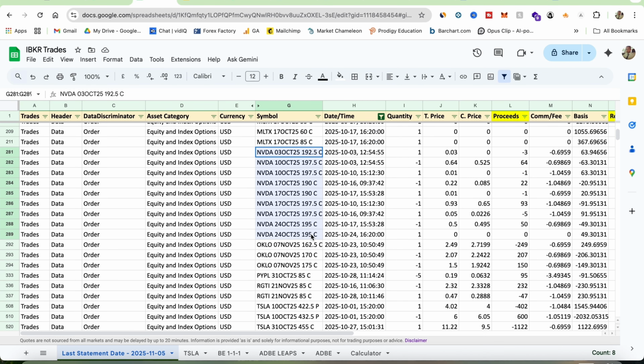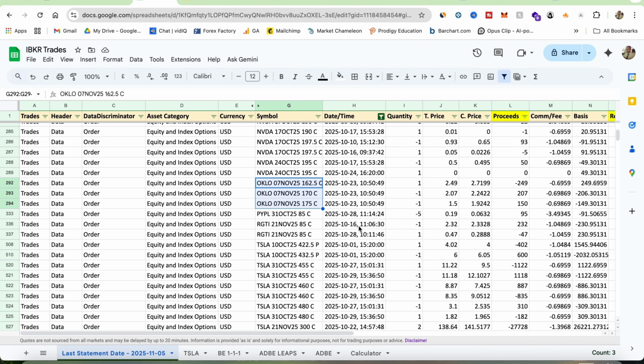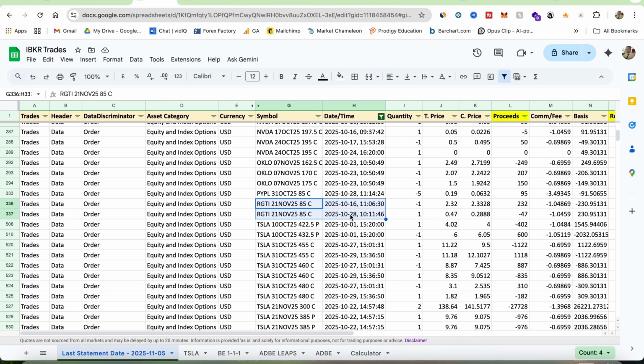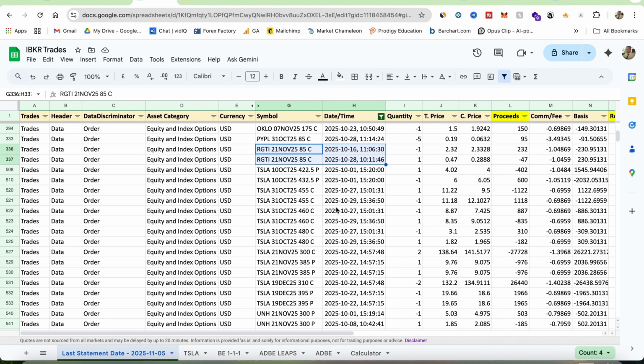Nvidia, I've been selling calls against my 100 shares that I've got. Oklo, another 111 trade. PayPal, selling calls against my 500 shares that I've got, generating some income there. RGTI, just selling standard calls there. Tesla's my big position. I've done a lot of Tesla positions, as you can see here.